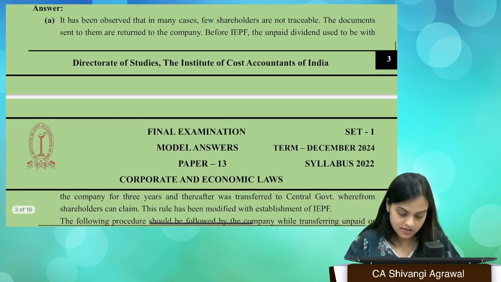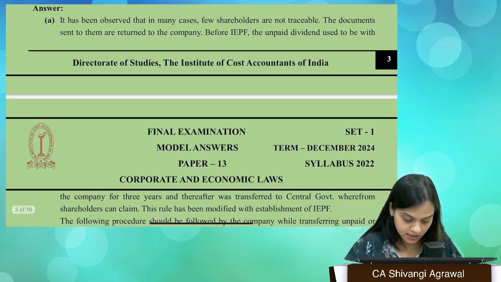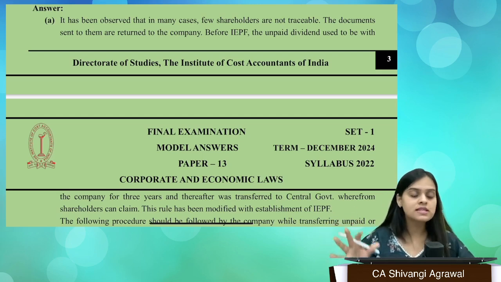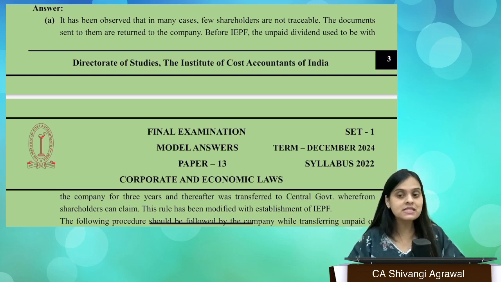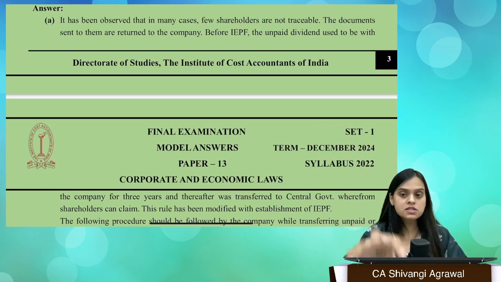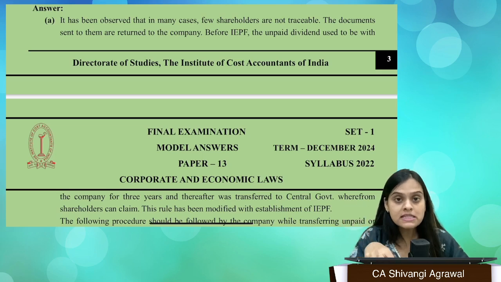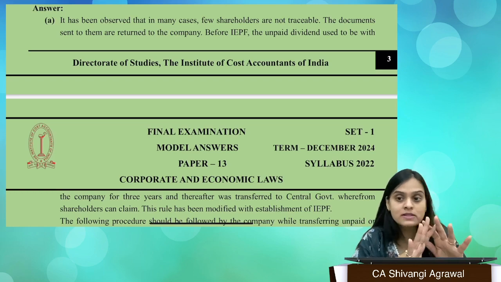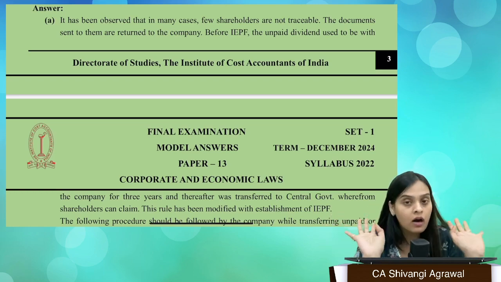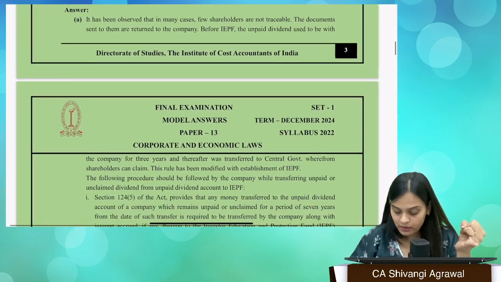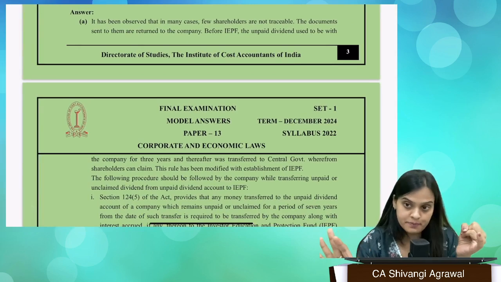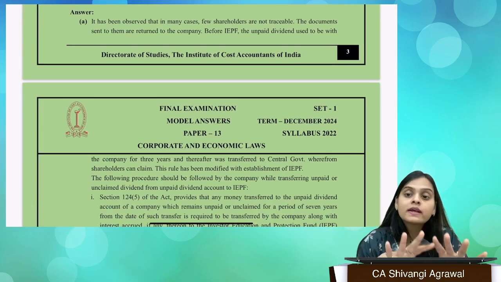Now, if you look at the answer over here, the very first thing, it has been written some introduction. It has been observed that in many cases, few shareholders are not traceable. Now, all this introduction is exactly cut to line from the institute's material. Now, often students think that since it is given in the suggested answer, I have to write exactly like this, otherwise I'll not get marks. This is not so, okay? First thing, whatever this introduction is there, this is not avoided any steps, right? In law, you get step marking.